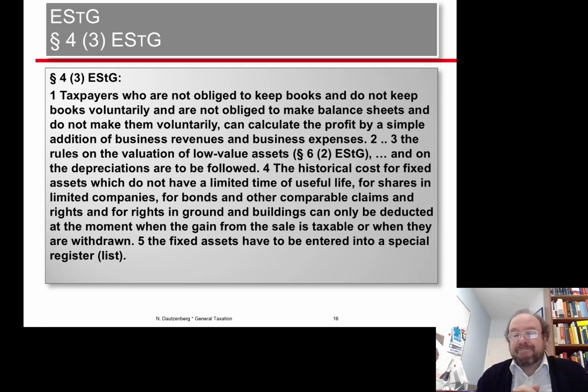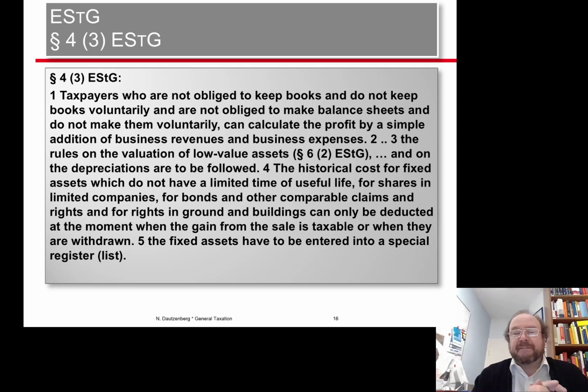Then what is allowed for reasons of simplification for these people is if they buy stock. If they buy merchandise, things that they want to sell to customers, then they can deduct the cost for these things immediately, because these things are not depreciated over time. So there is no exception from this.